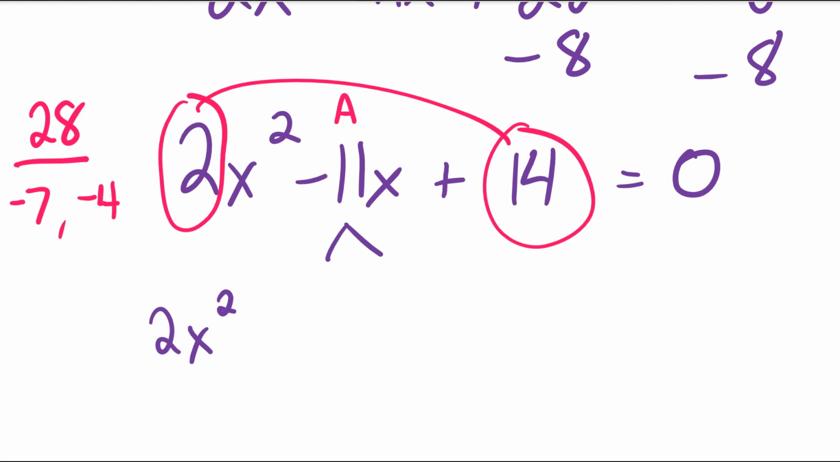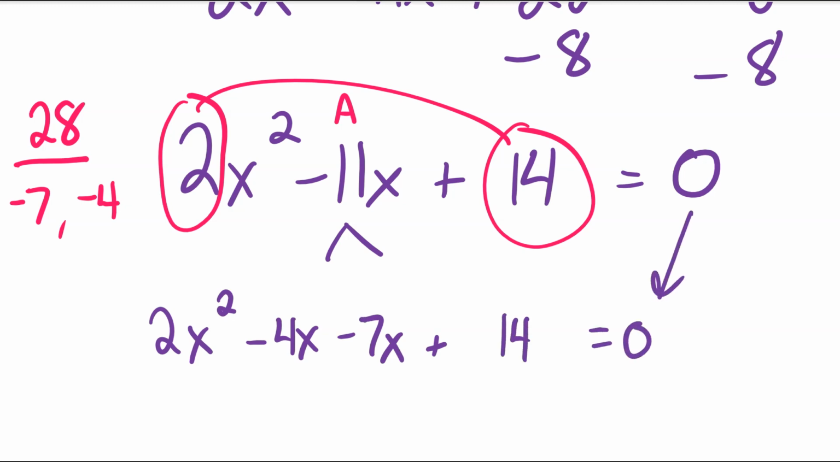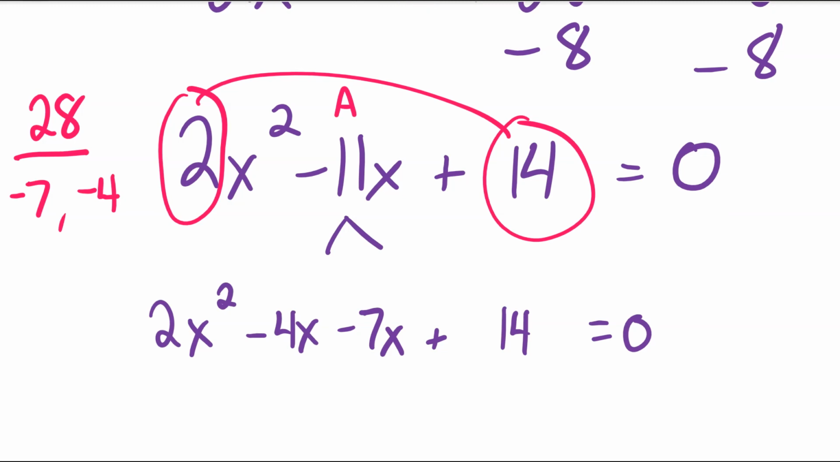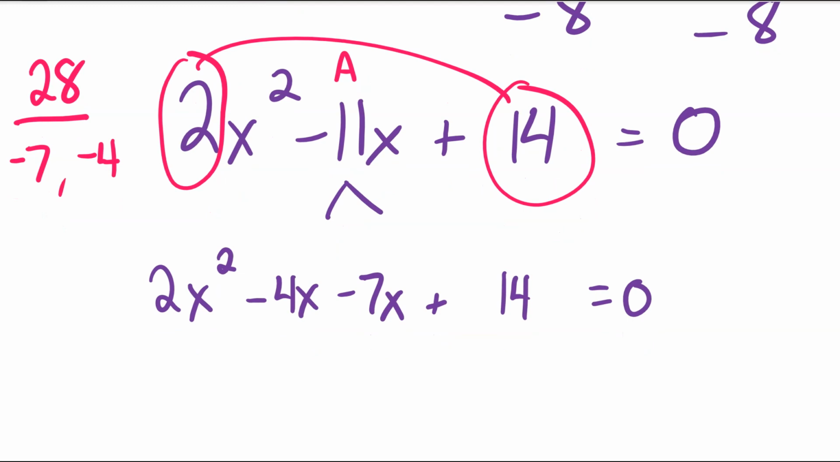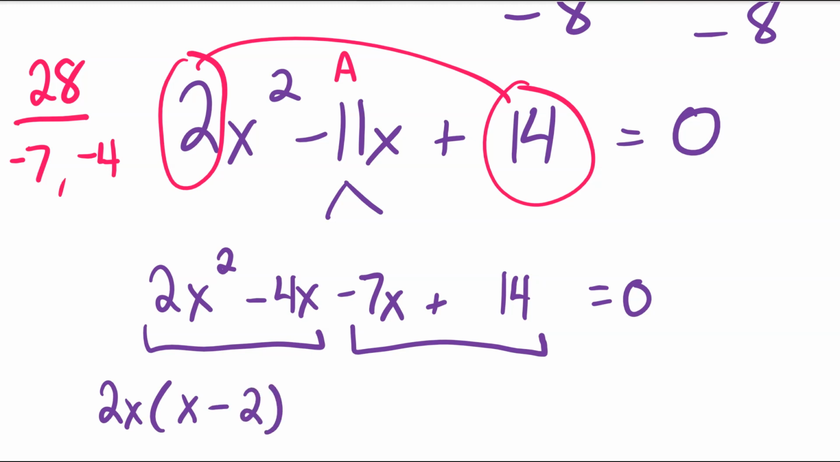We write it as 2x squared minus 4x minus 7x. Again, it doesn't matter what order you write those in. You could write them in any order. And remember, this is still an equation, right? So at some point I want to solve for x, so all of this is still equal to 0. Once I have 4 terms, I'm going to treat it like a grouping problem, pulling out a GCF from the first 2 and a GCF from the next 2. So 2x times x minus 2 and a minus 7 times x minus 2 again.